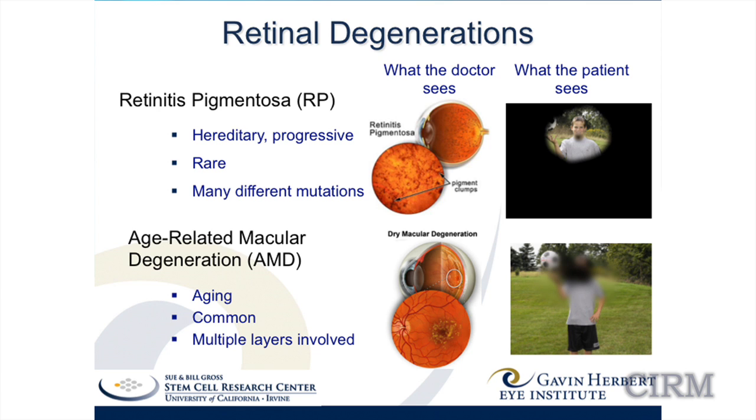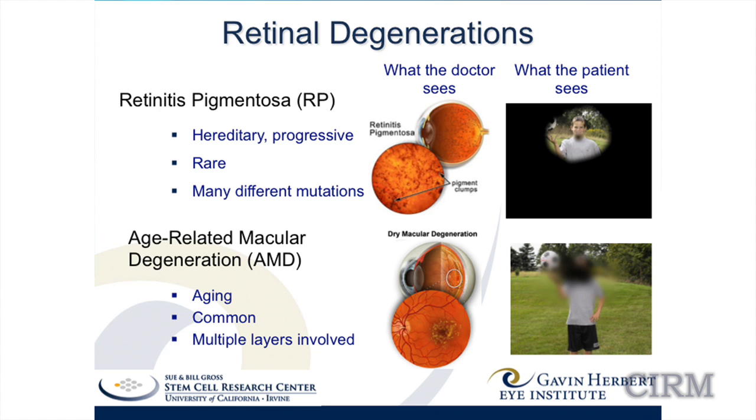What you see in RP, as the name implies, is a speckled pigmentary pattern in the back of the eye. And that relates to the disease process where the rod photoreceptors are dying off and the pigment is reacting to this problem. And if you look in the back of the eye of a patient with macular degeneration, what you see are drusen, these little light-colored deposits right under the center of the vision in the fovea. In addition, you can see pigmentary changes there as well, but this problem never spreads across the whole retina.